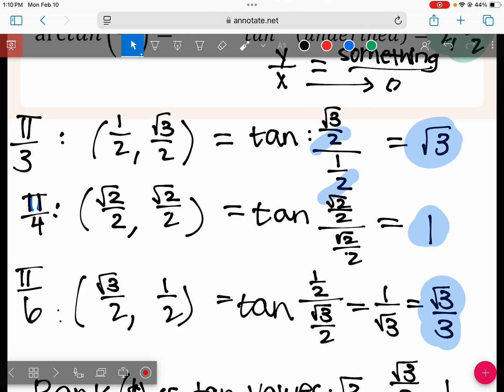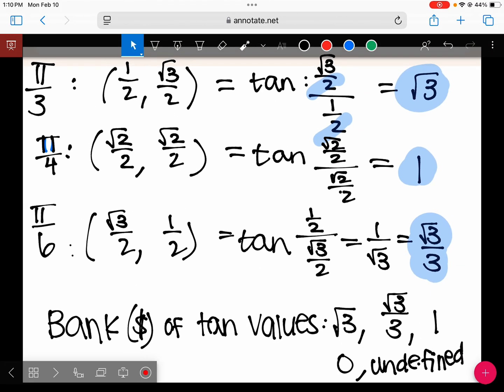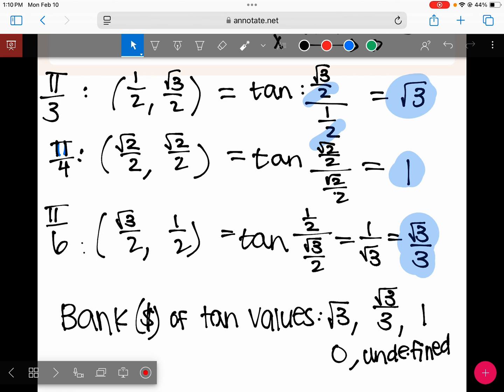What? Scroll down. I thought you said slow down. At pi 6, writing root 3 over 3.